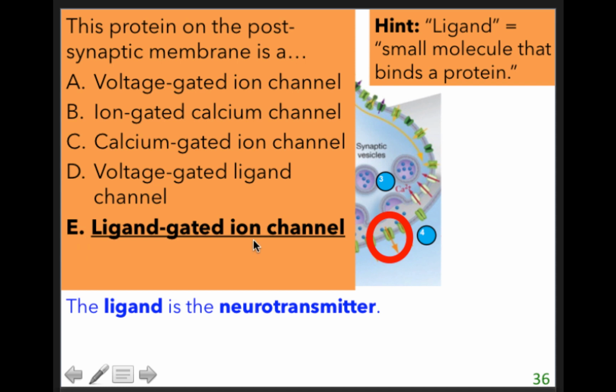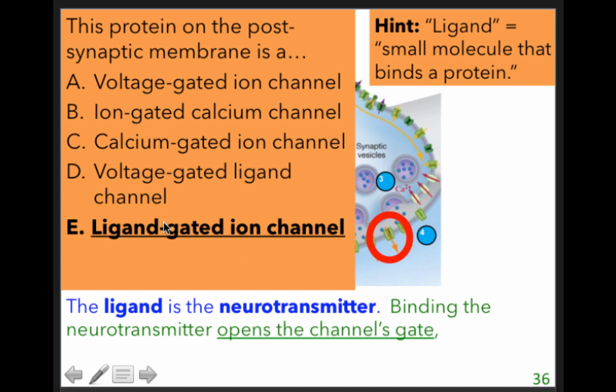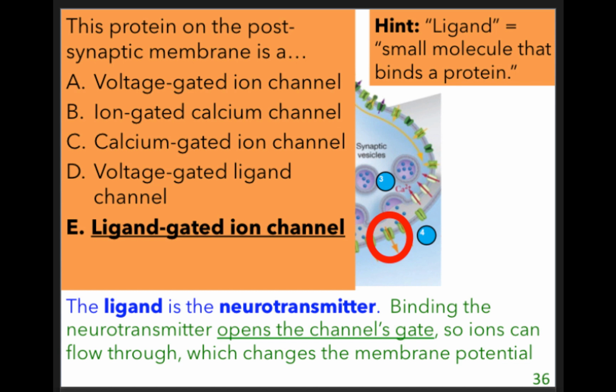So if we break this terminology down, the ligand is the neurotransmitter, that little intermediate chemical signal between the neurons. Binding of this neurotransmitter to the protein basically opens its gate. When we say ligand-gated, we mean that the gate opens or closes based on the ligand. And since this protein, in response to the ligand, will open and allow ions to flow through, that's what we mean by an ion channel. Its job is to let ions in, but only when the ligand is bound to it. That's how we change the membrane potential in a graded way.